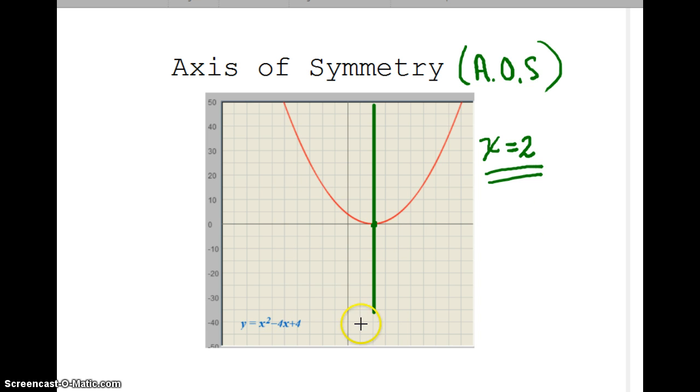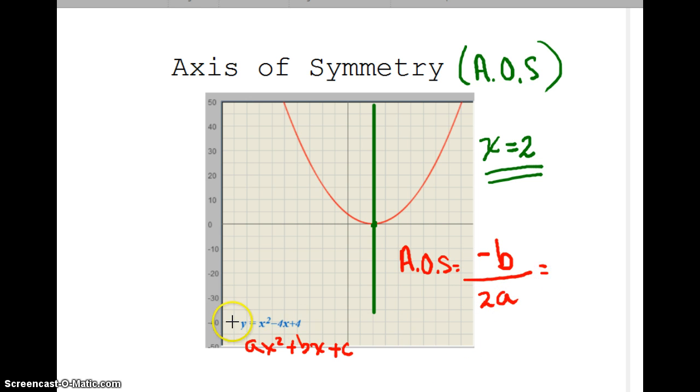Now there is a second method. We talked earlier about how every quadratic is ax squared plus bx plus c. Well, there is actually a formula to find the axis of symmetry, and the formula for the axis of symmetry is equal to negative b over 2a.